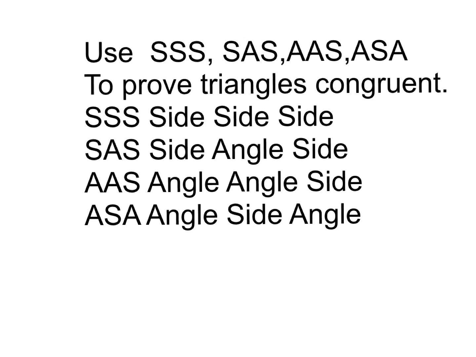So, what we're going to be doing is learning how to prove triangles congruent using SSS, SAS, AAS, and ASA. So, SSS is when it's side, side, side. SAS is side, angle, side. AAS is angle, angle, side. And ASA is angle, side, angle.